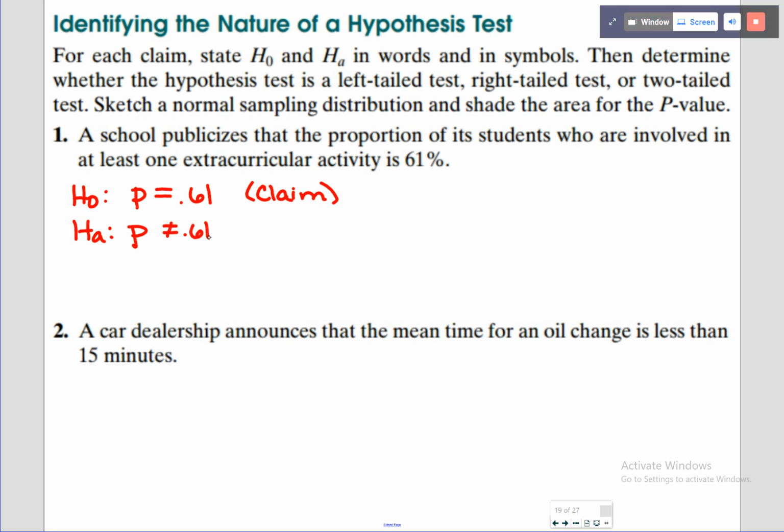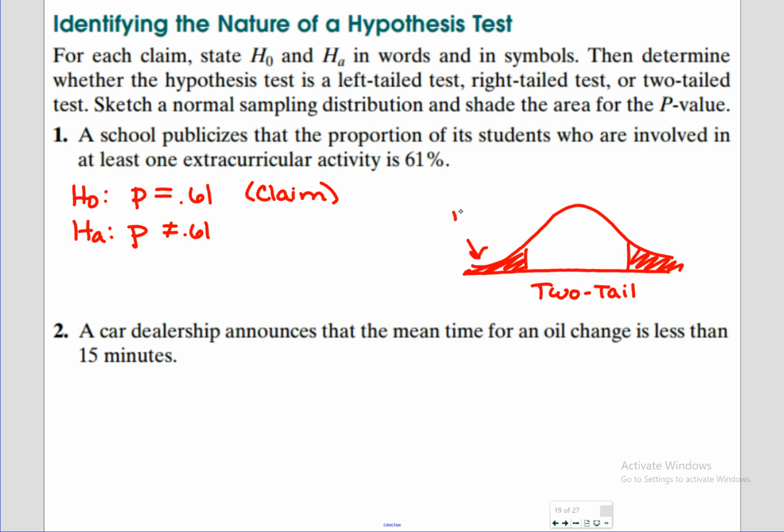As soon as I have that alternative hypothesis, that's enough to be able to tell you what kind of test you're going to complete. So will it be left tail, right tail, or two tail? Two-tail. It would be a two-tail test. And the p-value will be split in half on either end of your standard normal curve. Okay, and we'll talk about how to calculate p and whatnot later.